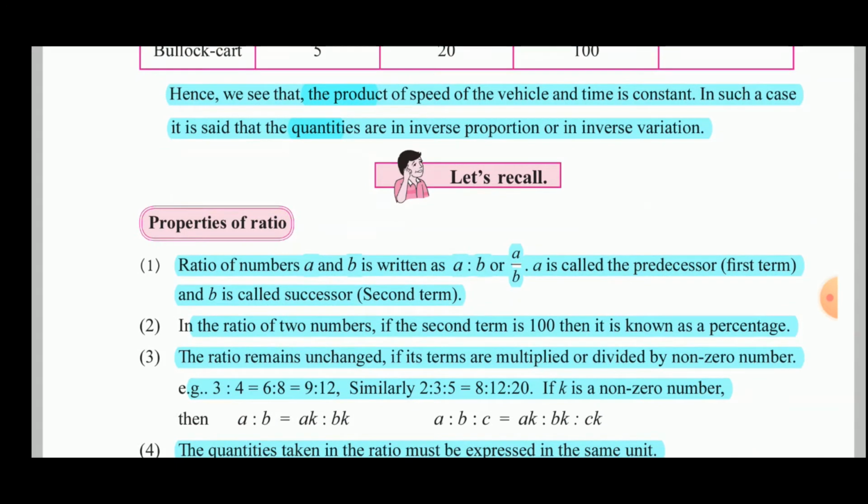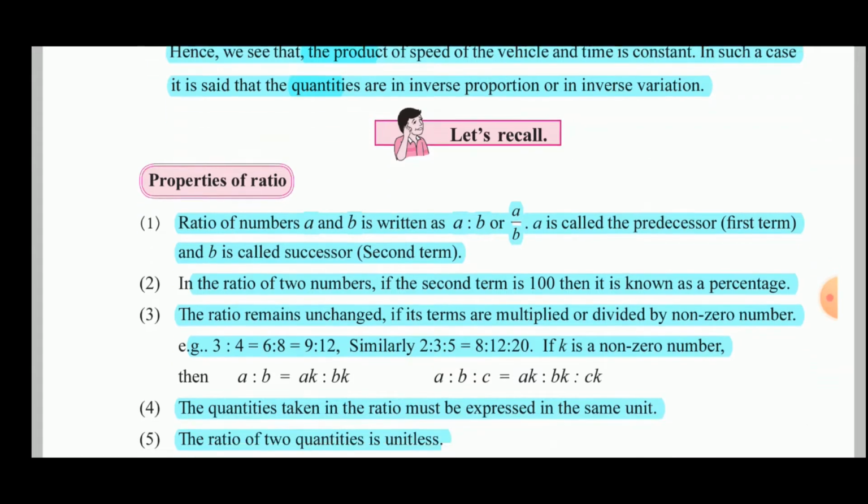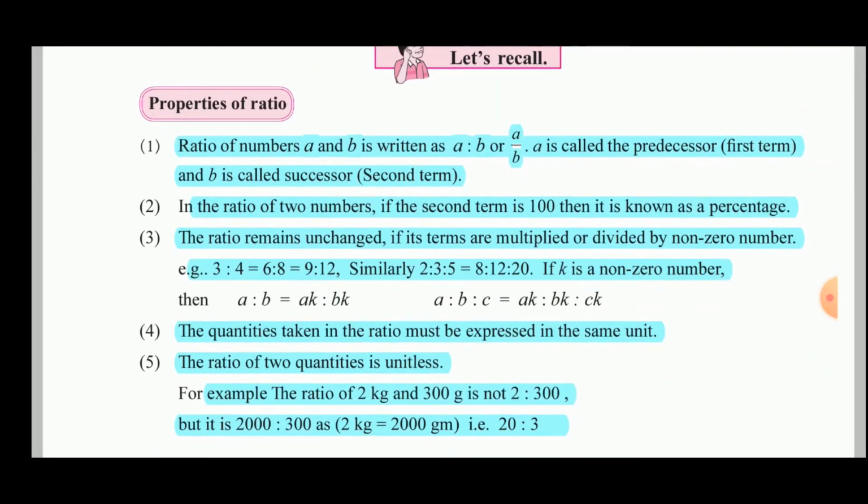Now let us see the properties of the ratio. The ratio of the numbers a and b is written as a is to b or a upon b. So a is called the first term and b is called the second term. In the ratio of two numbers, if the second term is 100, then it is known as the percentage. Means if 25 upon 100 is the ratio, then that is equal to 25%. 30 upon 100 is called 30%.